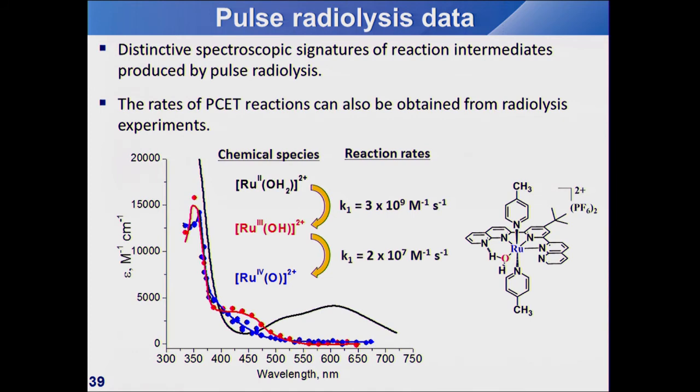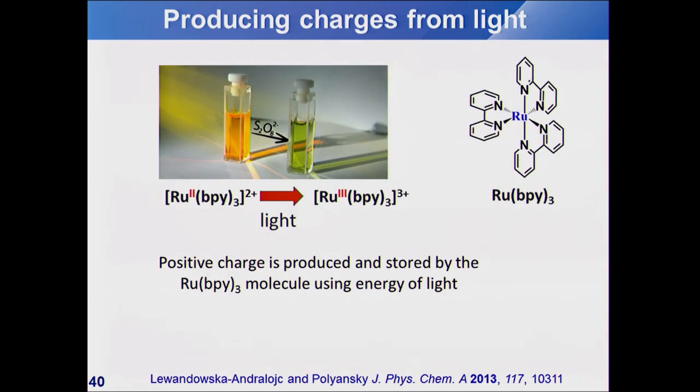We can actually get other types of information, for example, how fast these different species transform one into another. For example, going from here to here, or from here to here, we can get an idea of how fast it happens by measuring so-called reaction rates, basically monitoring these species in real time using this technique. So it's a very powerful method. So finally, we're curious: can we actually use this catalyst to do water oxidation using the energy of light?